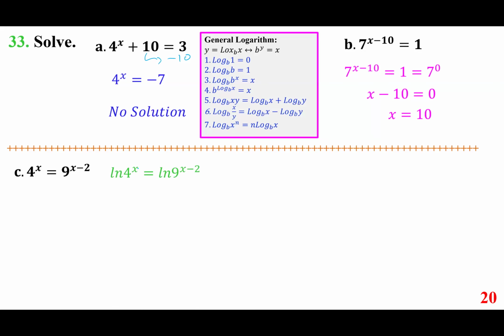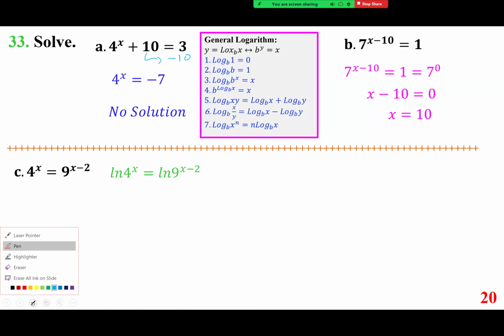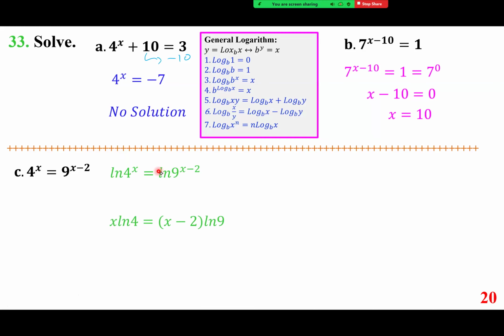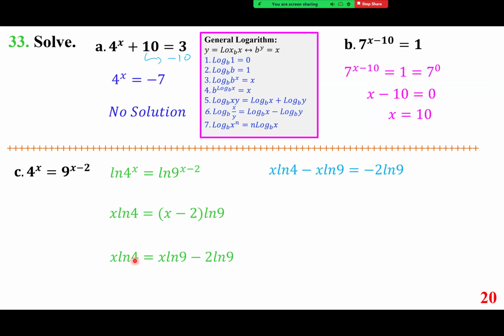Now, x becomes the coefficient, x minus 2 becomes the coefficient. Please understand x times ln 4 is like 2 times x, 2x. So this is a number. So multiply these two, multiply these two. And now, since we are solving for x, anything involving x comes to the same side. So move this one, make it negative. Factor the x out.